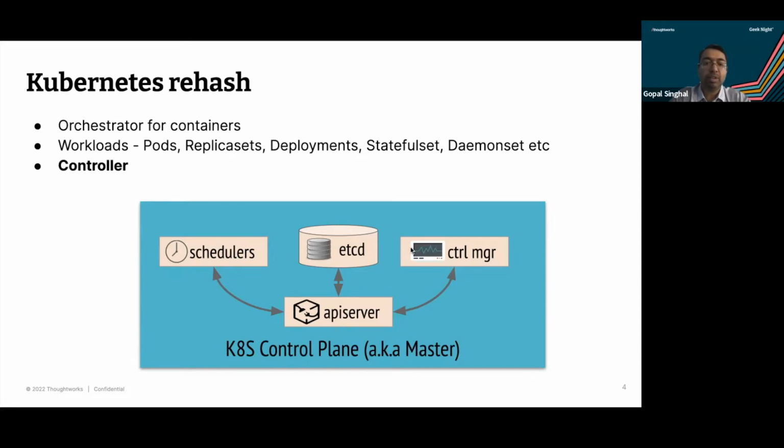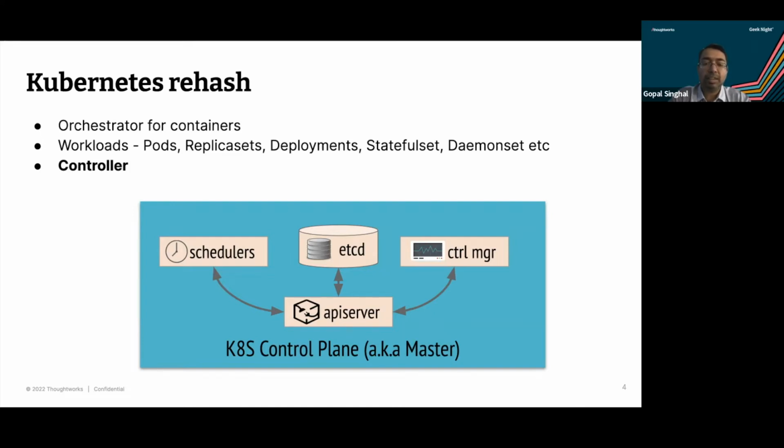So Kubernetes is an orchestrator for any kind of container workloads. It could be pods, replica sets, deployments. All these are different types of workloads providing different features and capabilities to the workload. And how do these objects provide capabilities? All that logic falls under controllers. That is one of the core components of a Kubernetes cluster.